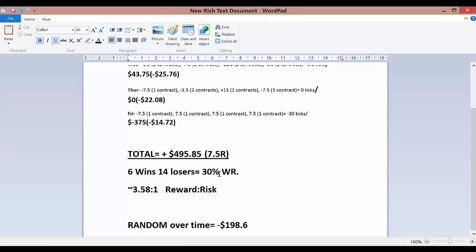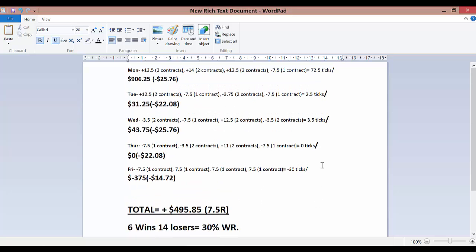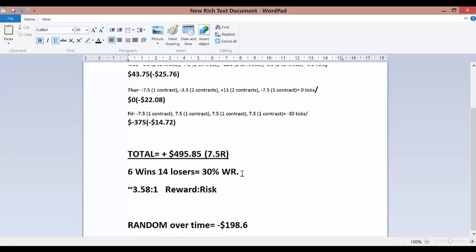So that's a pretty good result. I would expect slightly lower than that over time, because inevitably you're going to shave off some wins by pushing into trades that would have gone in favor, but your aggressive scaling in turned those into losers. And so that ends up being a 3.58 to 1 reward to risk ratio. This is an interesting experiment.